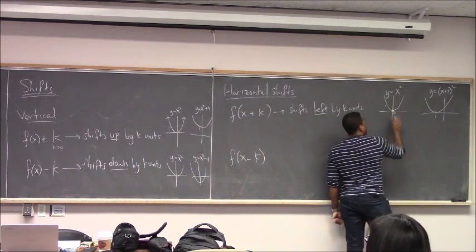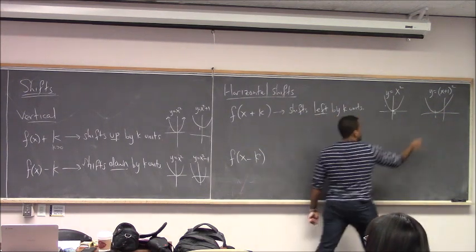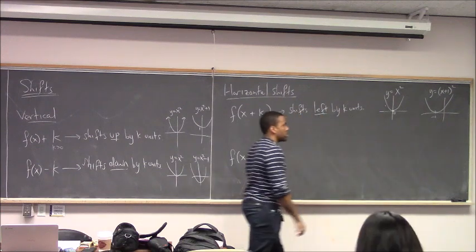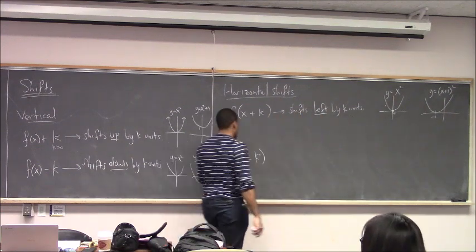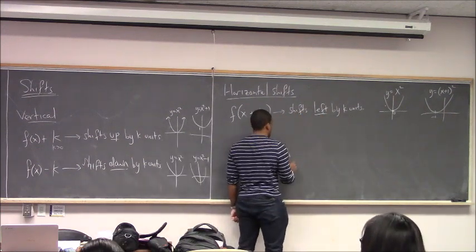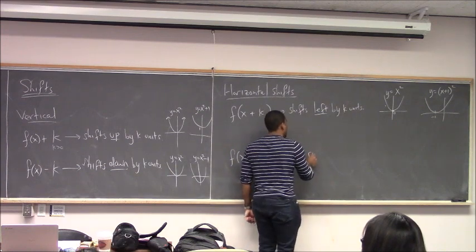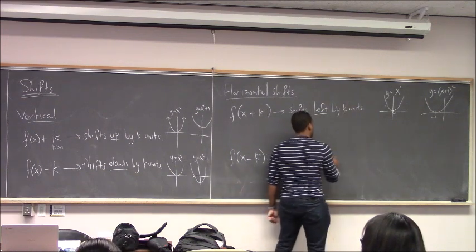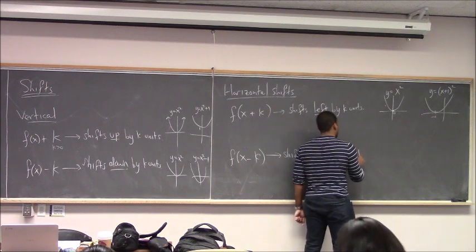So the point that was at 0 now shifts to minus 1. It'll shift to the left. This guy shifts right by k units.